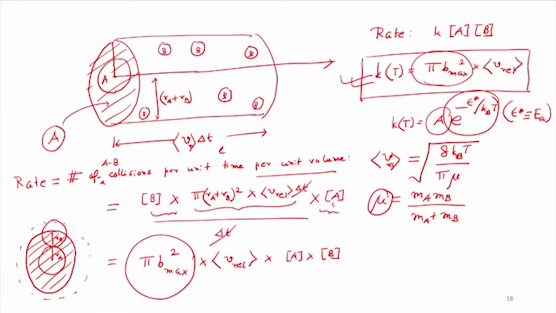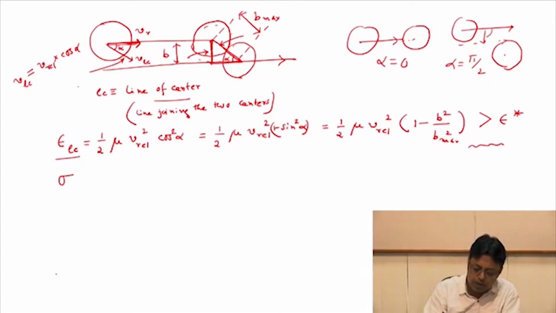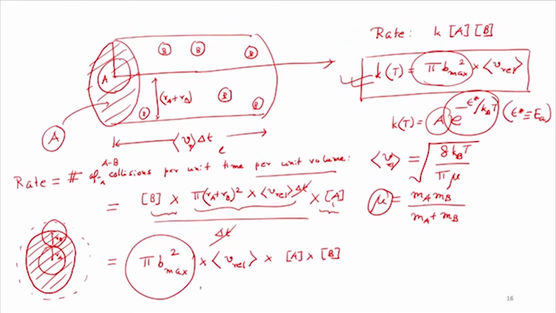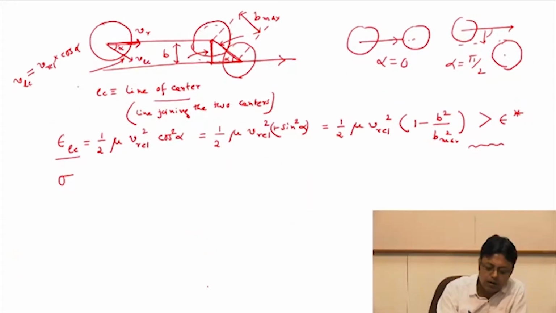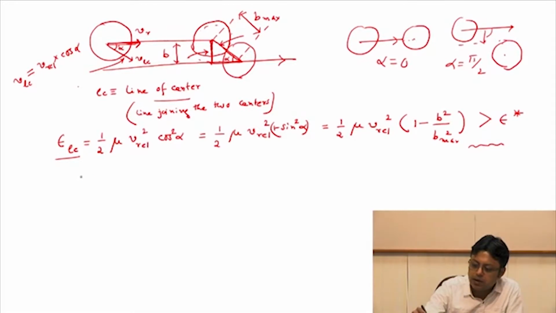Since it has the dimension of area, we call it sigma. So this pi b max squared is sometimes written as sigma. But right now we made a criterion that this sigma has to be greater than or equal to something, so we'll see. Before we go to the definition of sigma, let us just look at only this part.